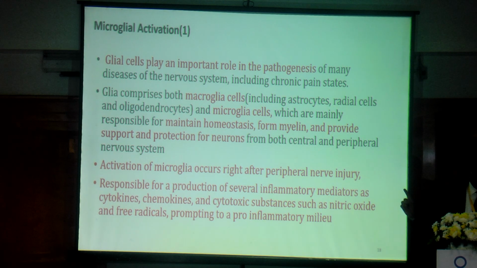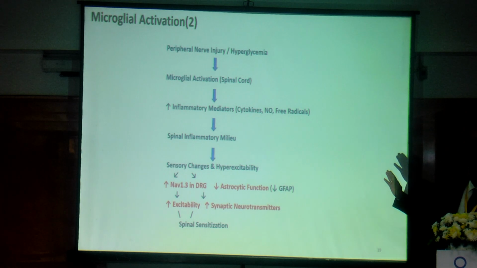Activation of this microglia occurs right after the peripheral nerve injury and is responsible for the production of several inflammatory mediators such as cytokines, chemokines, and cytotoxic substances, and nitric oxide and free radicals that promote the pro-inflammatory milieu. So these are the pathways.